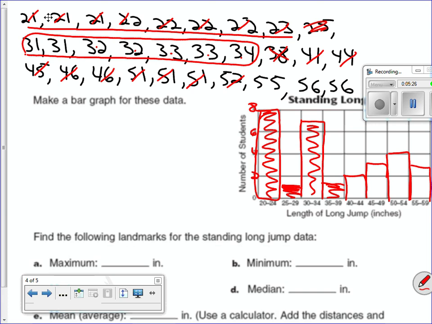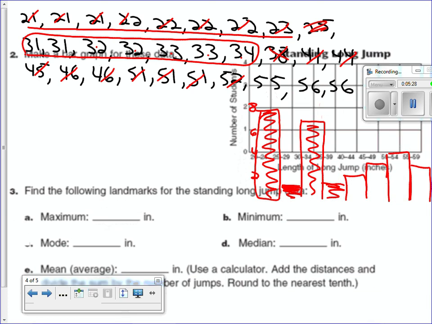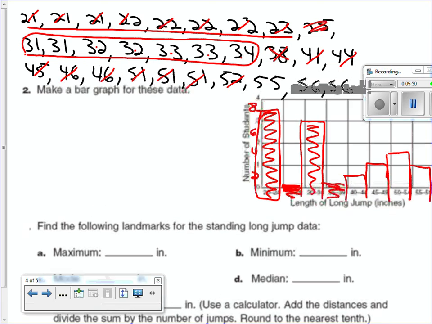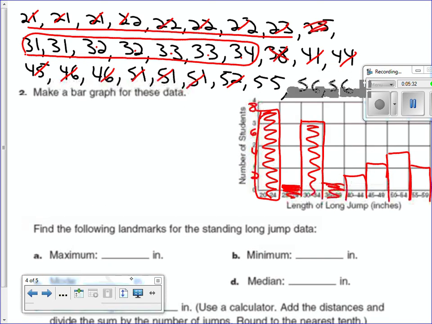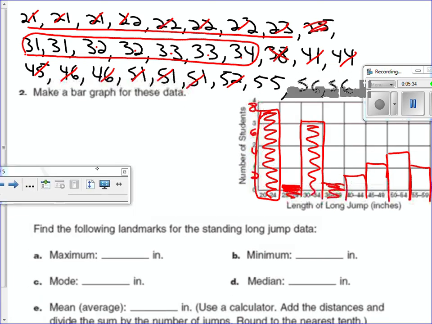And then they're going to ask you some questions. Let's take a look here. Okay. What is the maximum number? What is the minimum? What is the mode? What is the median? The maximum number here, I'm going to change the color, is 56. My minimum number is 21.